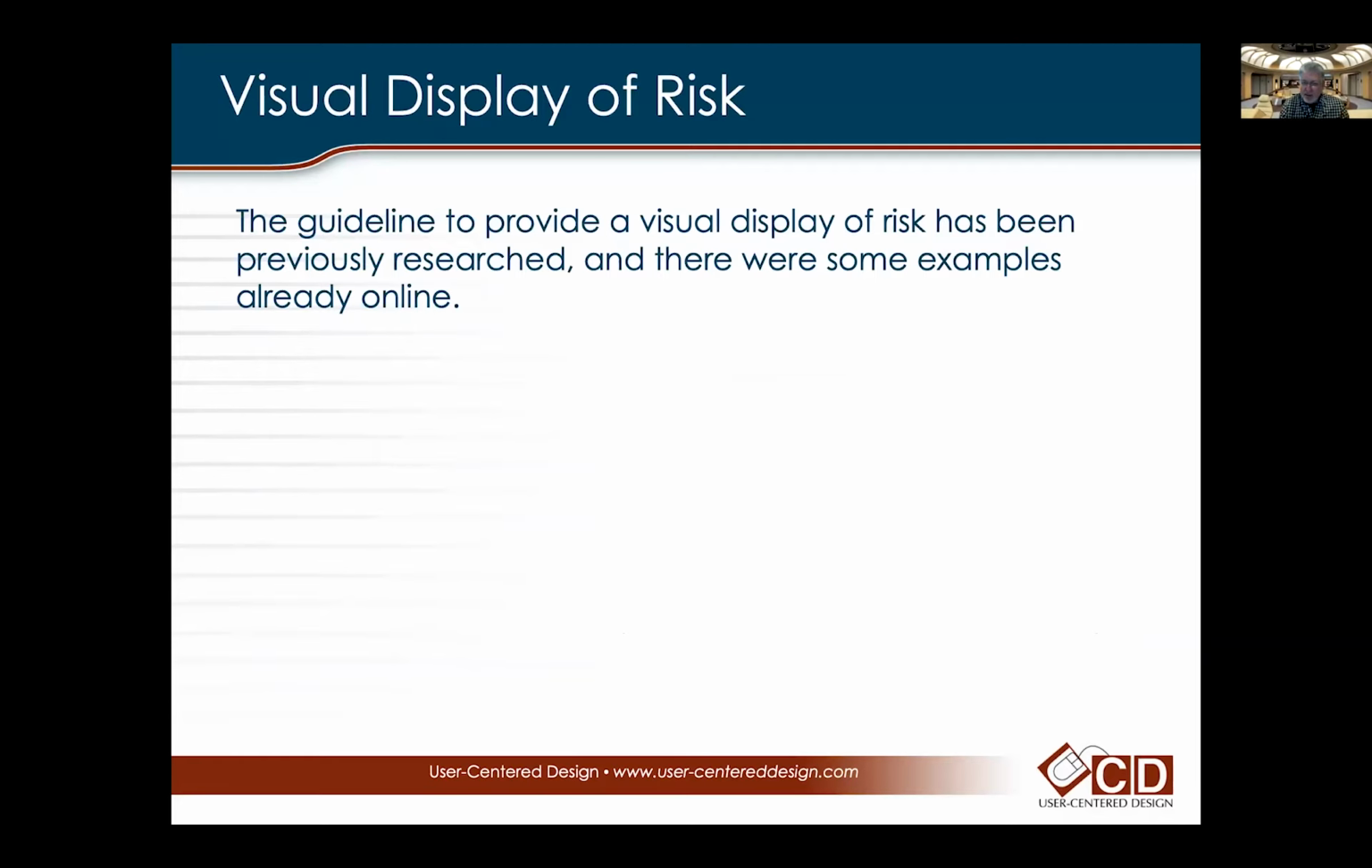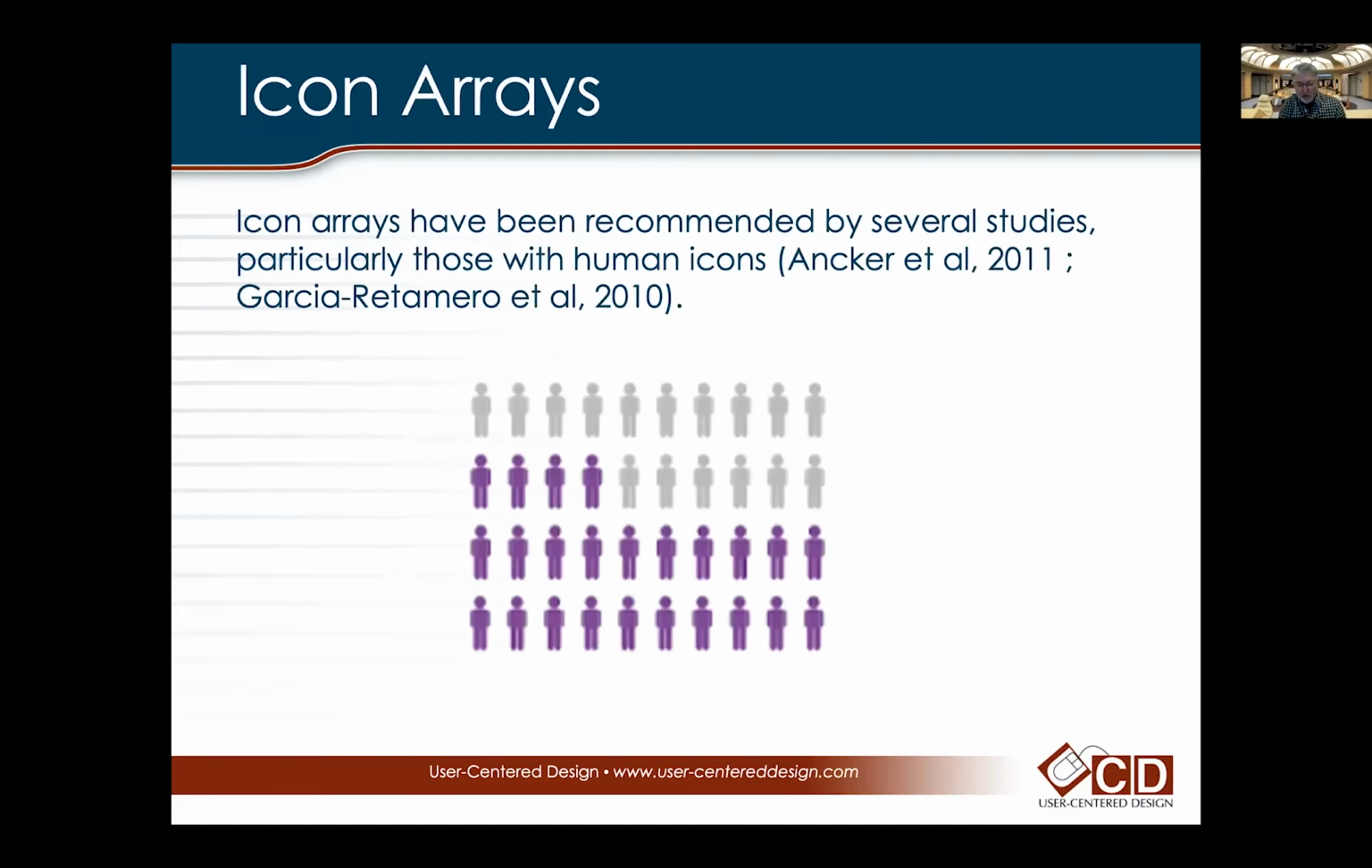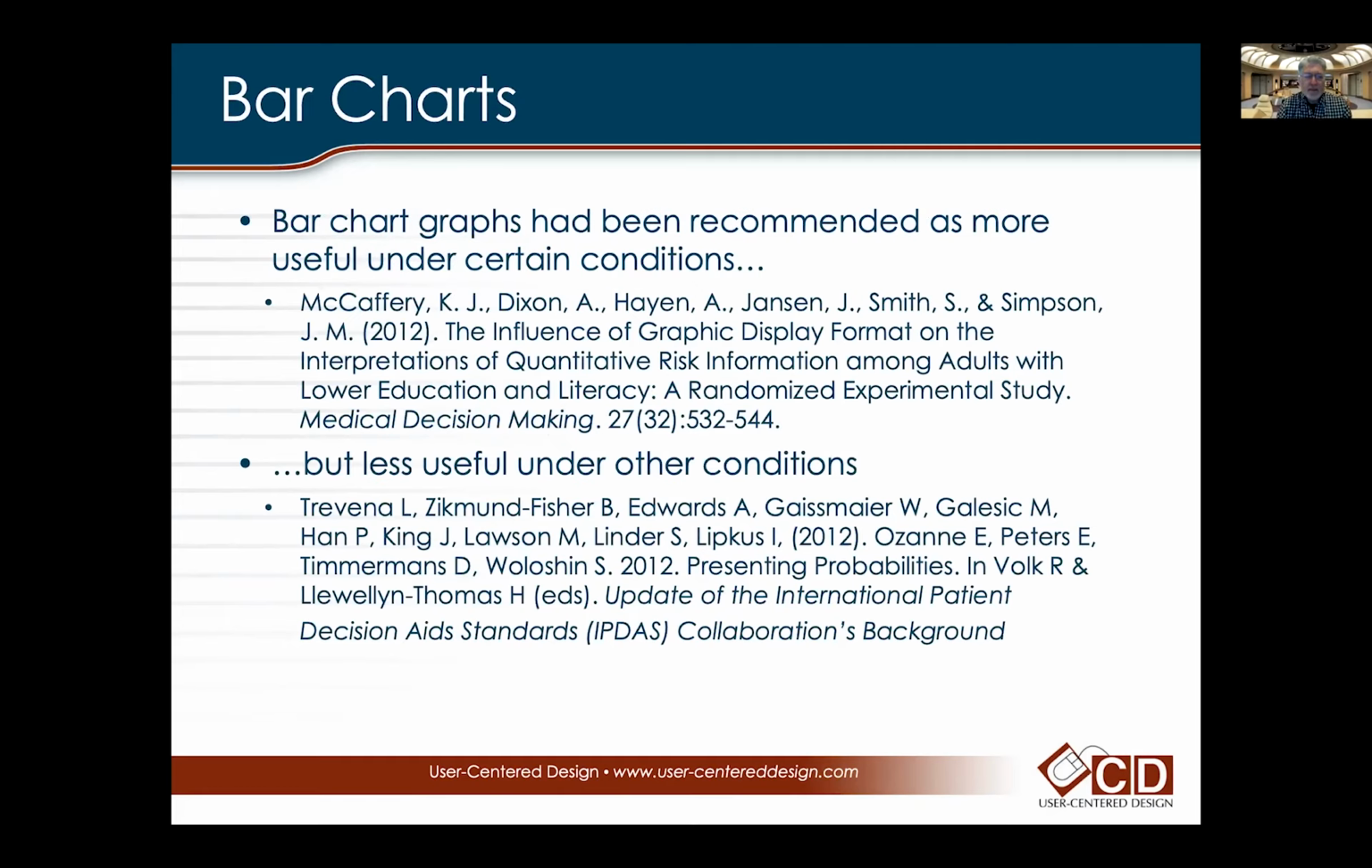And the area I mentioned of visual display of risk was one that had been researched in the past, and we did find some examples. So one of the common ways to do this is to use this kind of homunculus diagram. So you populate an image with the number of people separated out. So this was one we knew we wanted to try and see what the effects were. There'd also been some research on using bar charts, indicating conditions where they were and were not useful.